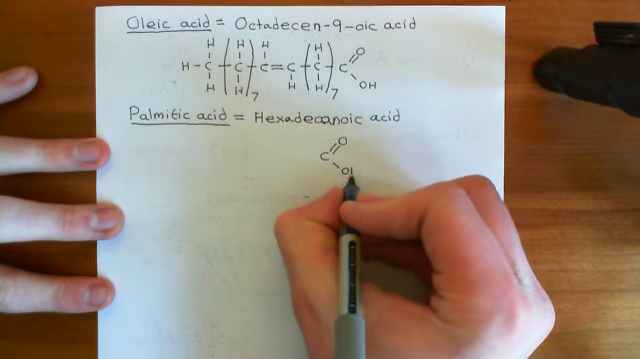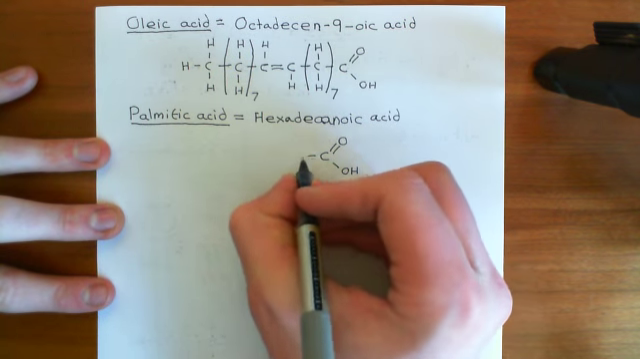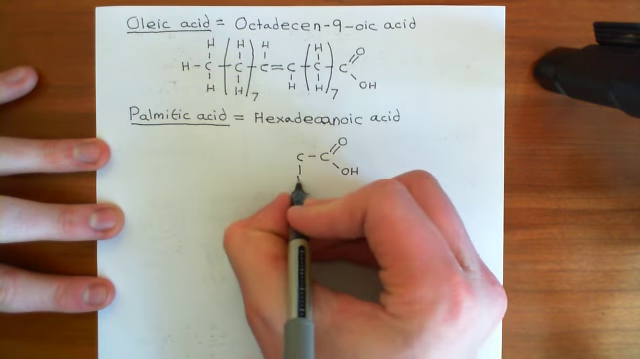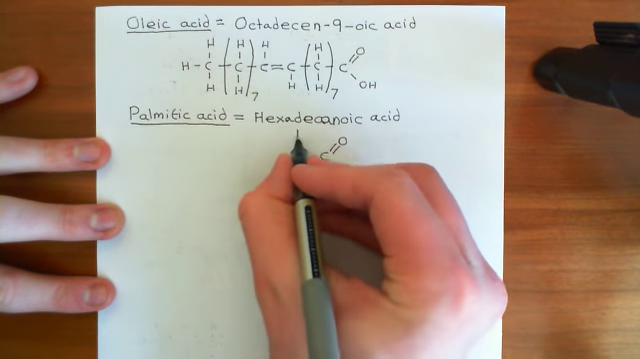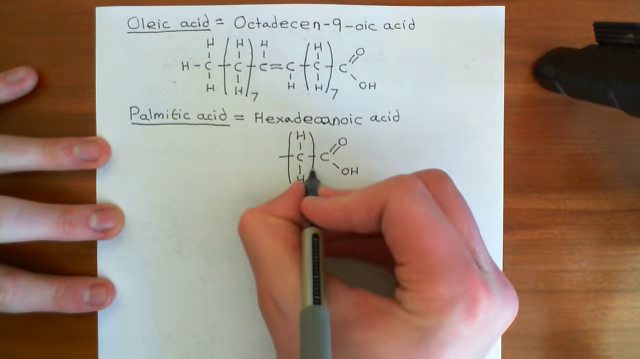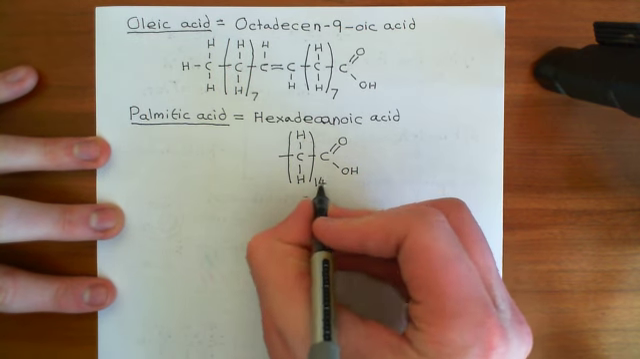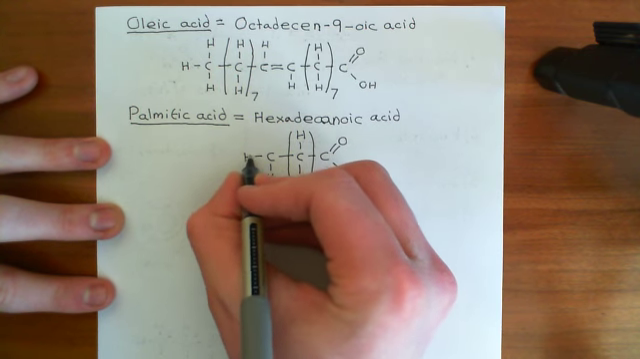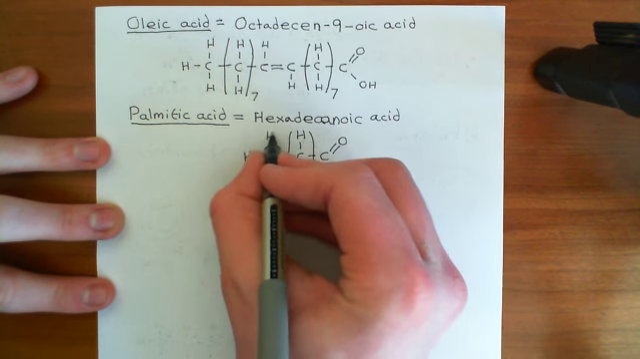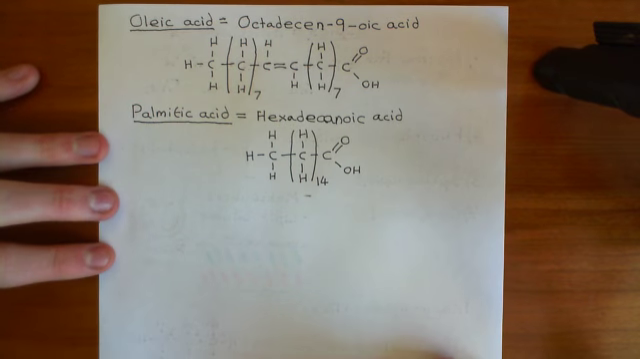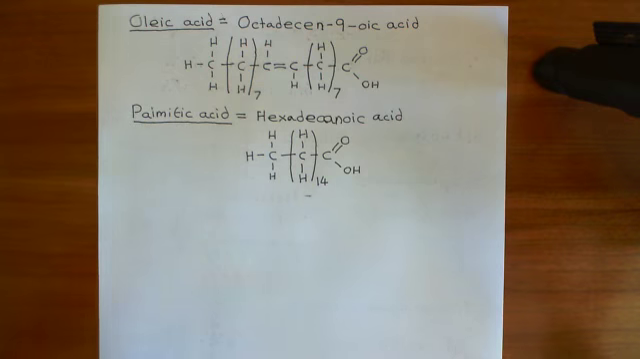Okay, so here's the carboxylic acid group. Now we need to show the other 15 carbons. So we're going to have 14 methylene groups. Okay, so we'll draw 1 methylene group, we'll bracket it and subscript it with a 14 here, and then we'll have 1 methyl group right at the end, and that takes us up to 16 carbons. So that's the structure of palmitic acid. Okay, right, so those are the structures of the long-chain carboxylic acids.